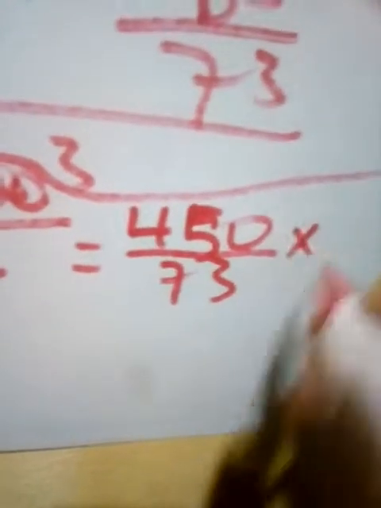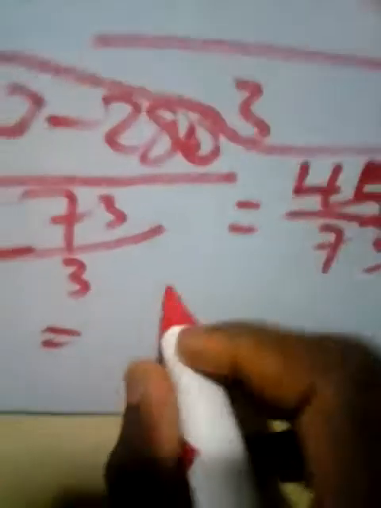So this minus this gives me 450 over 73, times 1 over 3. I just move this up to 1 over 3. So this here is 1, this here is 150. So it gives me 3 in 3, 1, 3 in 450, 150. Gives me 150 over 73. That is the value for my y.